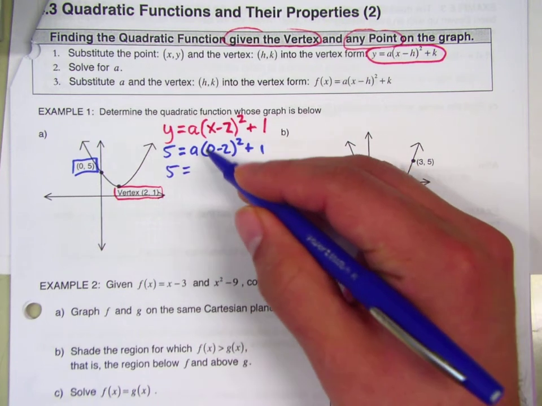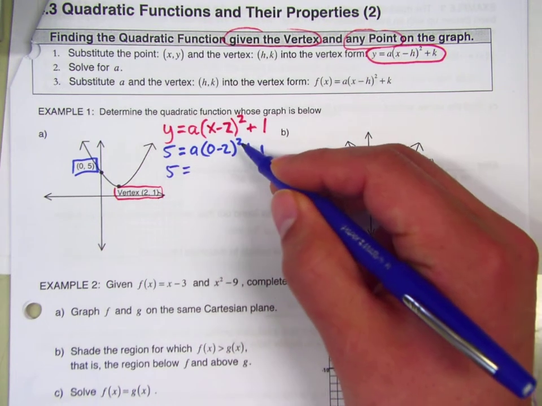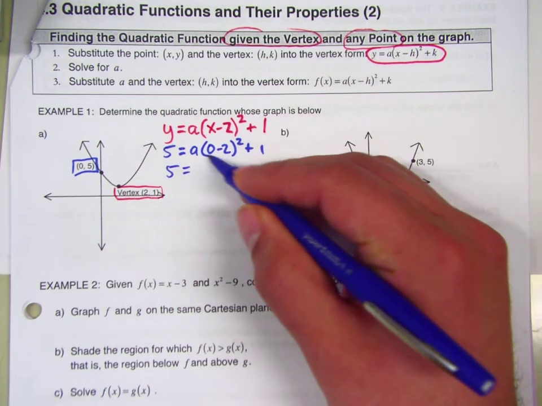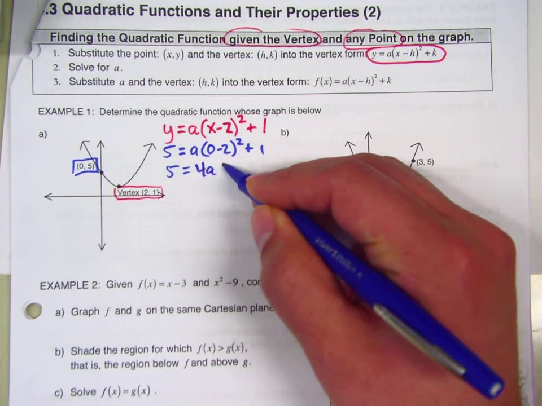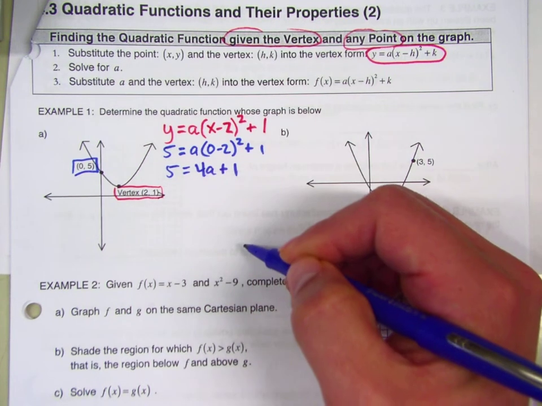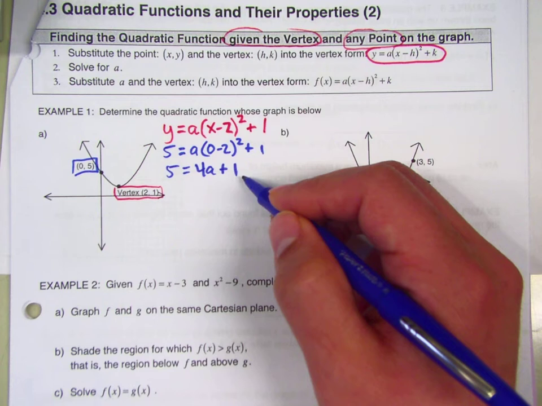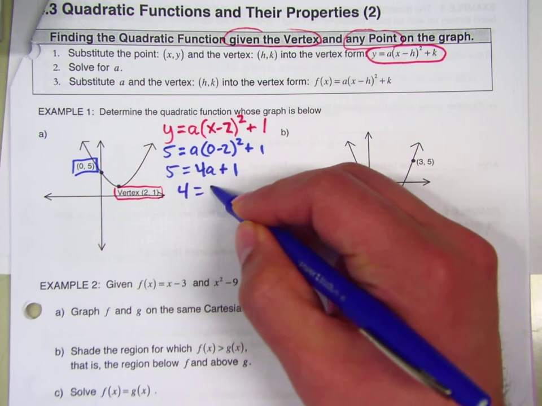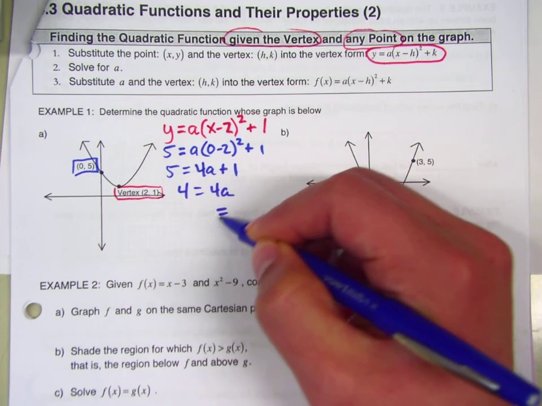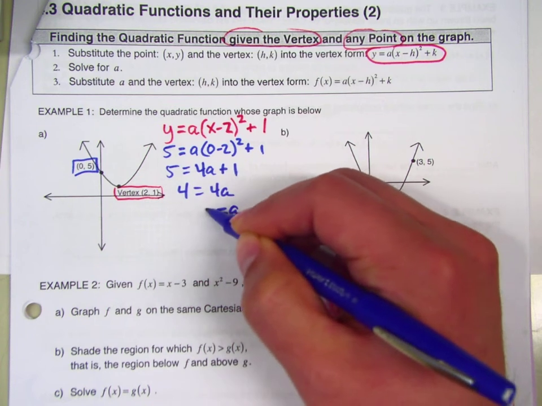Follow order of operations. First you're going to subtract and then square, right? What's this going to become right here? 4a, I heard, yes. So 4a plus 1. And I know you guys can solve that. What are the two steps left? Subtract 1 and then divide by 4. So a is going to be 1.